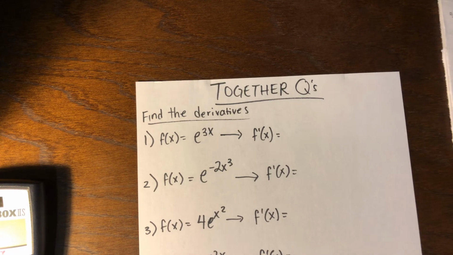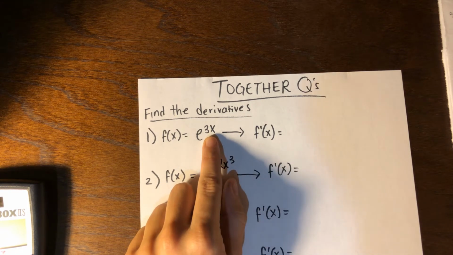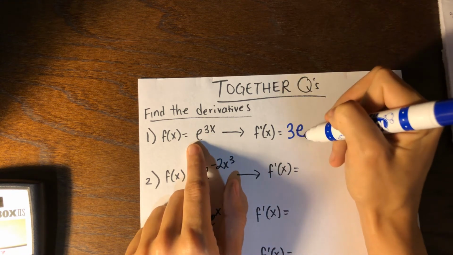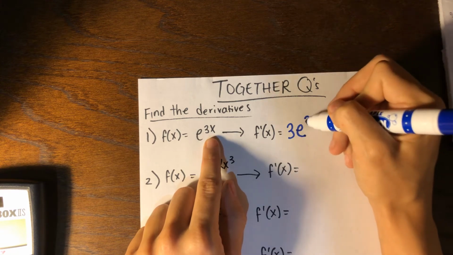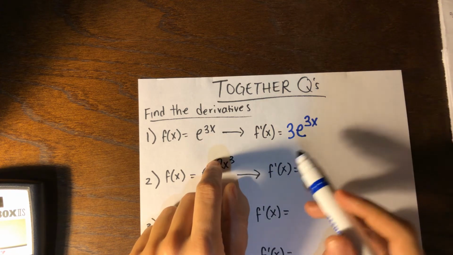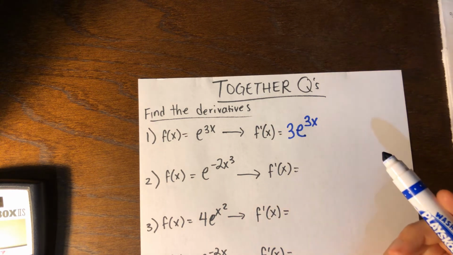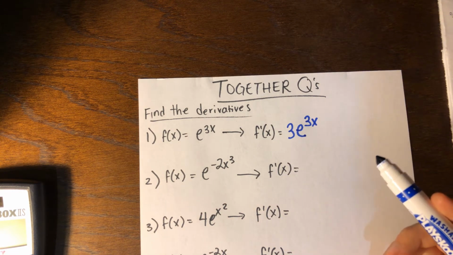So we have our together questions that want us to find the derivatives of each of these functions. So we have e to the 3x power. What you're going to do is take your power and find the derivative. The derivative of 3x is 3. That goes in front of e, and then you keep your exponent. Look to simplify. If you don't have anything to simplify, then you are done. Okay? So we move on to the next one.